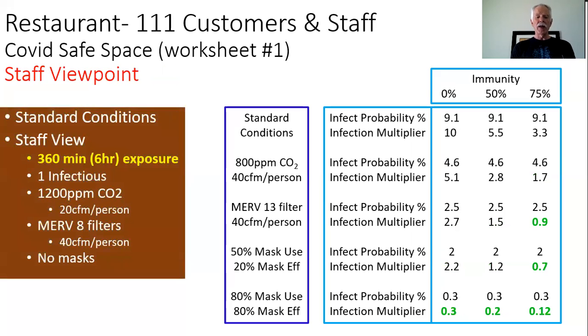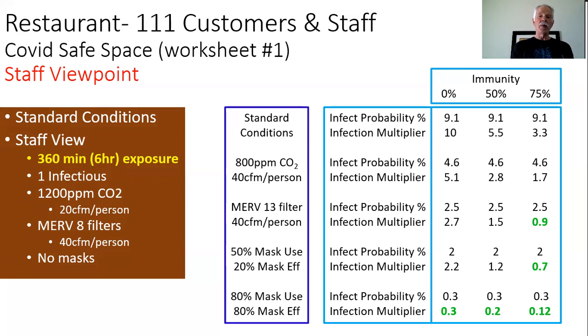Now, let's take a staff viewpoint. Your customers within 2 hours are, with not a lot of precaution, but still, to get the infection multiplier reduced among customers, we still need to improve ventilation. We still need to improve filtration. For the staff who are spending a longer period of time, in this case, maybe a 6 hour shift, but maybe it's 7, 8, 10 hours, that's important.